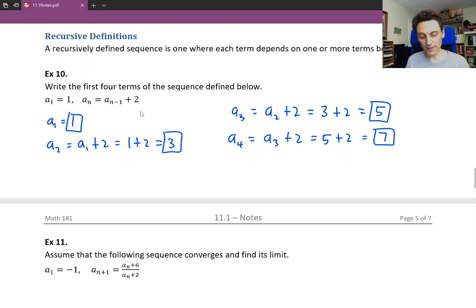So this recursive definition just says that each term is 2 more than the previous term. Now this is, again, not the only way that we can define it. Most of the times in the rest of the notes, we've been defining sequences using what we can call a closed form, to contrast it with this recursive form of defining a sequence.